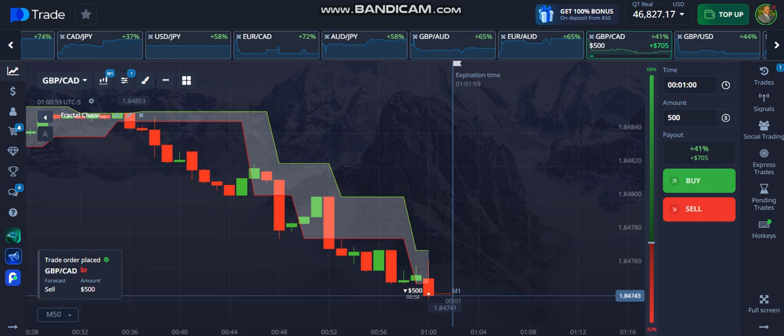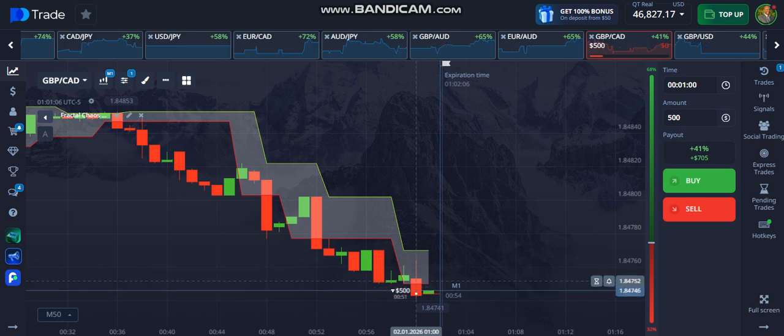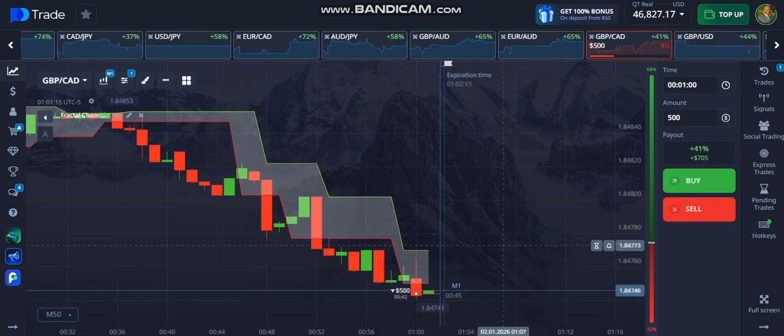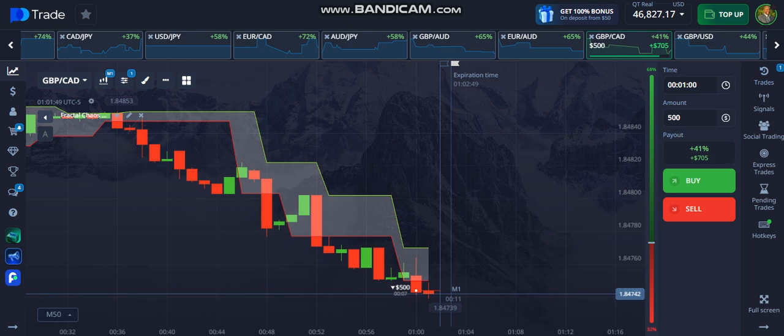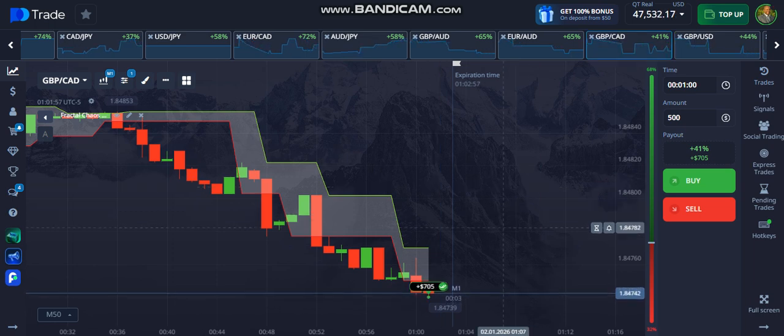All right, so I'm on the Great British Pound Canadian dollar, and I just took a sell trade. The previous red candle here closed outside the Fractal Chaos Band, suggesting bearish momentum to the downside. So let's monitor this trade and wait for the expiry. Okay, so we have about 10 seconds left in the trade here. Okay, great. So we won that trade.